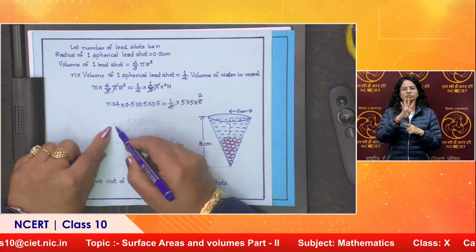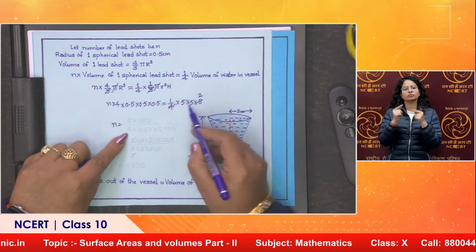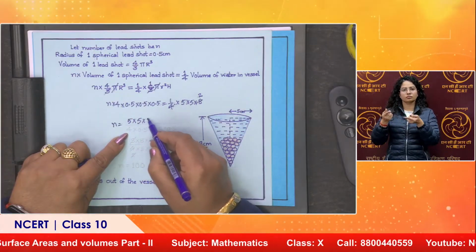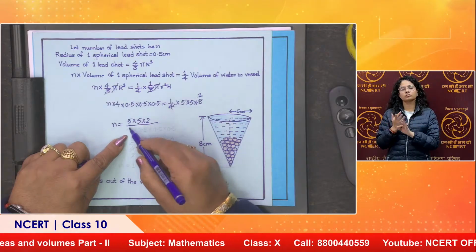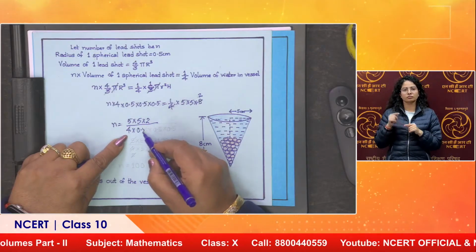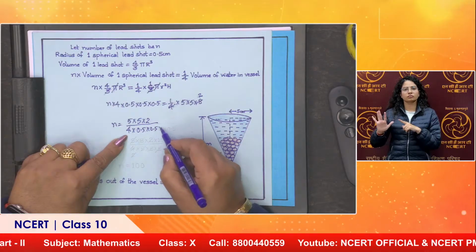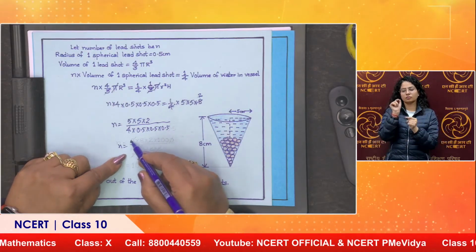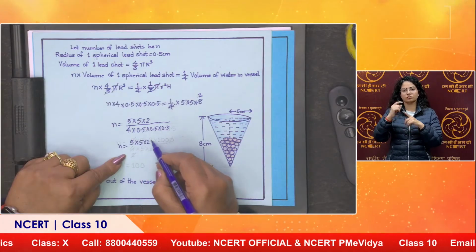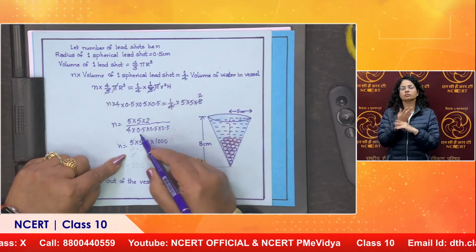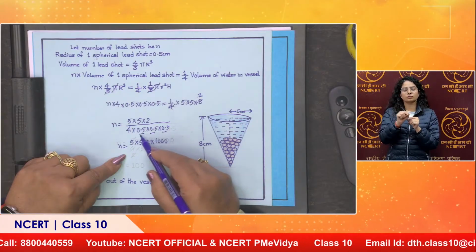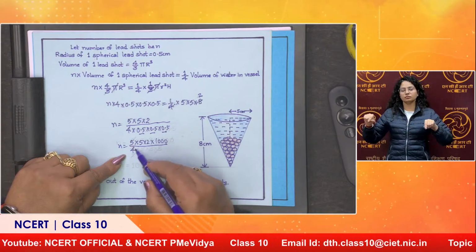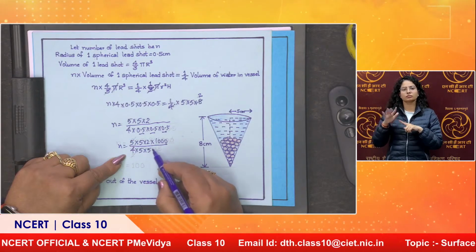So, as you can see, n is nothing but I have here 5 into 5 into 2 in the numerator. And what is in the denominator, children? It is 4 into 0.5 into 0.5 into 0.5. If I remove the decimals, it becomes very easy. 5 into 5 into 2 multiplied by 1000, because 0.5, 0.5, 0.5. So, 10 into 10 into 10, I get 1000 in numerator, upon 4 into 5 into 5 into 5.